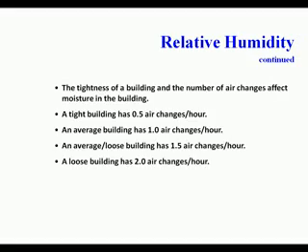The tightness of a building and the number of air changes affect moisture in the building. A tight building might have 0.5 air changes per hour. An average building has 1 air change per hour. An average loose building has 1.5 air changes per hour, and a loose building has 2 air changes an hour.